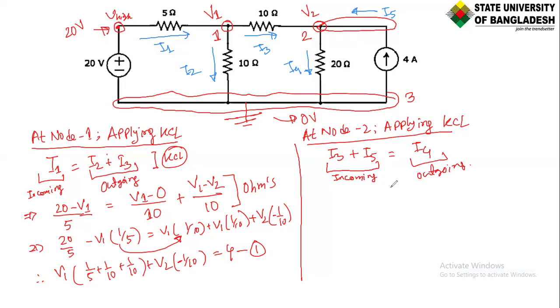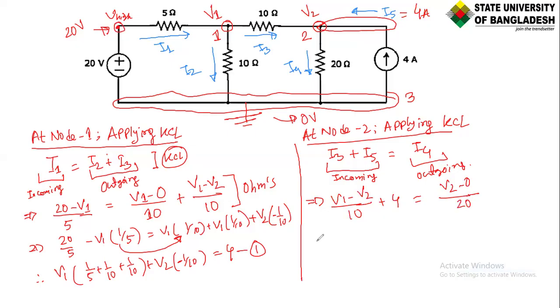Now solve it. How can we do it? Again, it's very simple. We will just apply Ohm's law. At node 2, I3 is incoming, so it is coming from V1 to V2 through the 10 ohm resistance. So let's write it: V1 minus V2 over 10 ohm. And I5 is directly given as 4 ampere. Nothing we need to do there, it's a very simple thing. And I4 is going through this 20 ohm resistance from V2 to ground, that means 0 volt. So V2 minus 0, passing through the 20 ohm resistor.